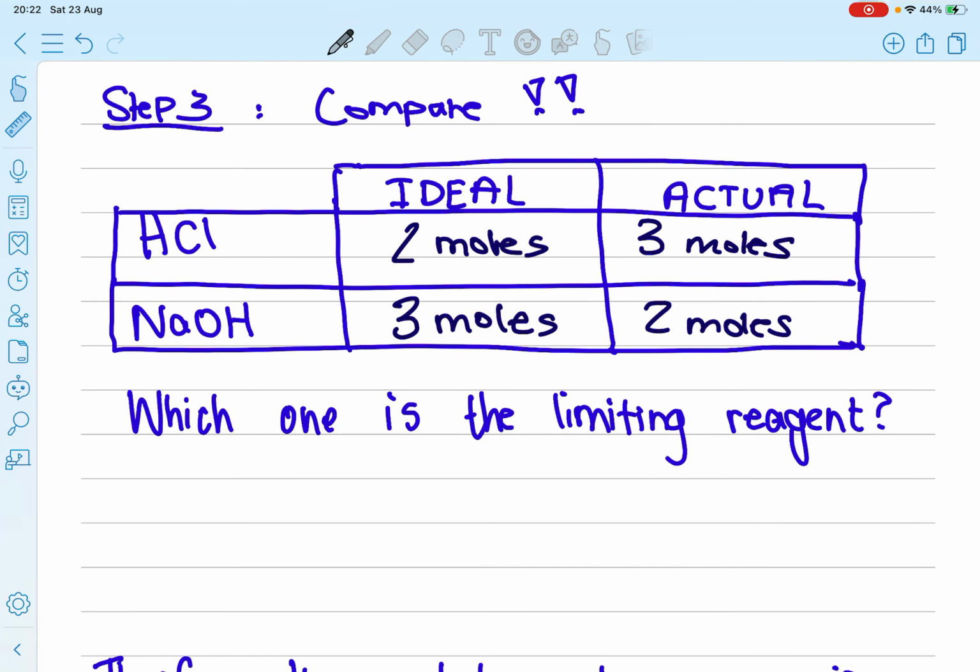Because why? That helps you to find the limiting reagent. Because check this out. You would ideally like 2 moles of HCl, but you've got 3. You've got more moles of HCl than you need. You would ideally like to have 3 moles of sodium hydroxide, but you've got 2. You want 3 moles, but you only have 2. What's your limiting reagent? Which one is not enough, essentially? It is your sodium hydroxide. And that is what a limiting reagent is. That is how you find it.